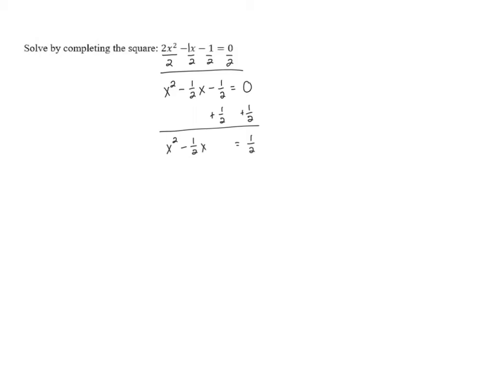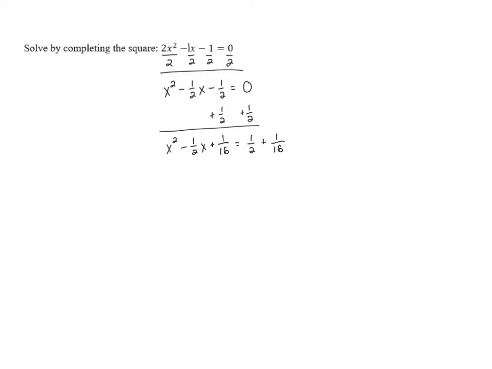To do this, we need to take the coefficient on the x and divide it by 2. Negative 1/2 divided by 2 is negative 1/4. You can think of taking 1/2 and dividing it in 2. That gives us a fourth. So we've got negative 1/4, but then we have to square it. Negative 1/4 times negative 1/4 is positive 1/16. So the quantity we have to add to both sides of this equation to complete the square is 1/16.